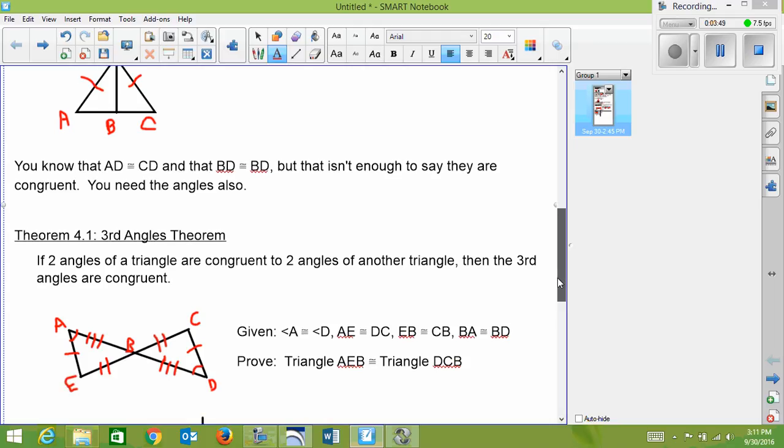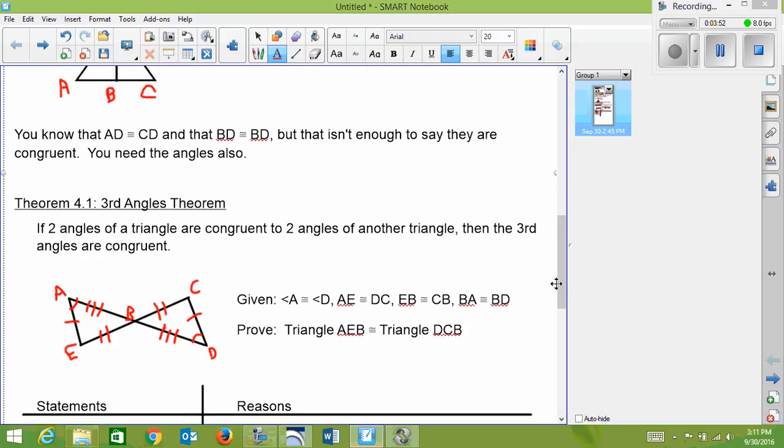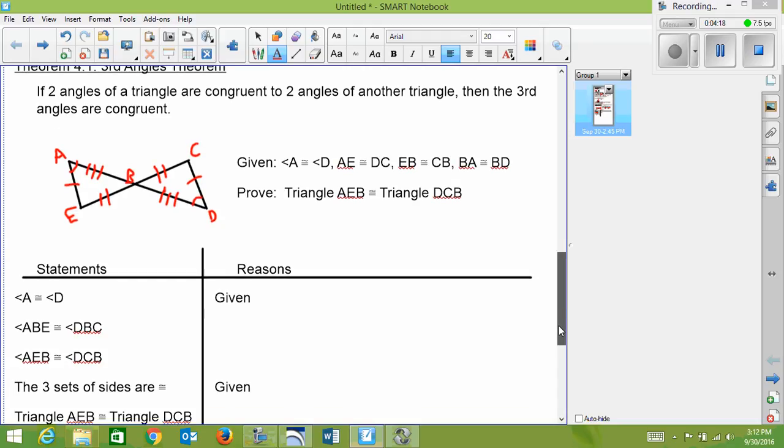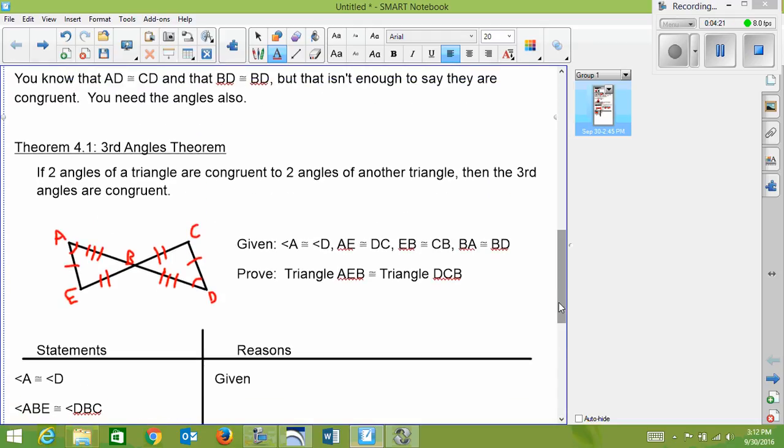So here's a little proof we're going to do. I have some of it filled out for you, and then we'll go through the rest together. The given information is that angle A is congruent to angle D. Right here, I have the mark there. I say that AE, this side, equals DC, which is this side. EB equals CB. And then BA right here equals BD. That's what we do know. So angle A is congruent to angle D. That's given information. And then from there, remember we have to prove all three angles congruent to be able to prove this theorem.